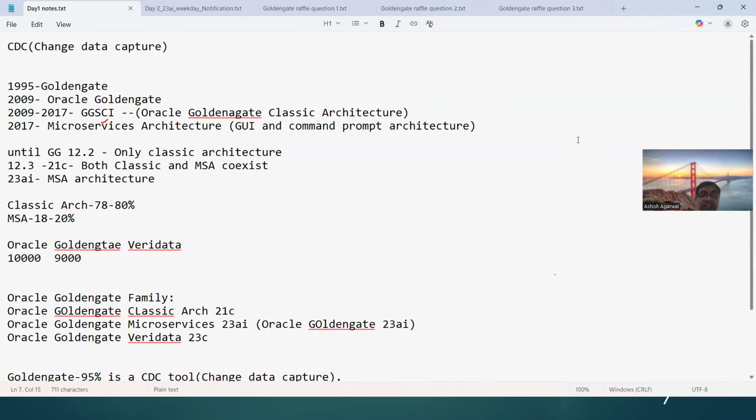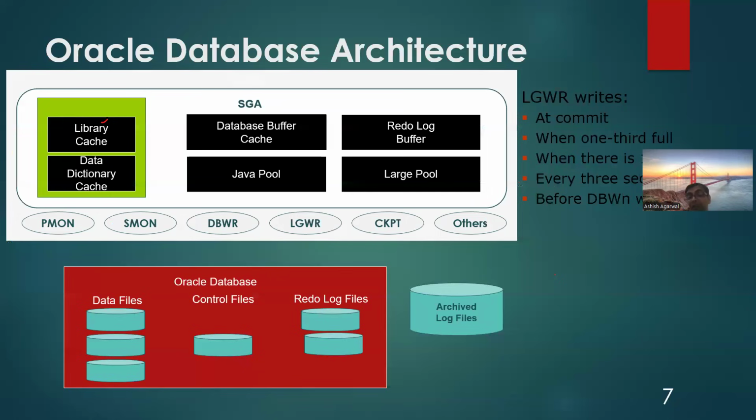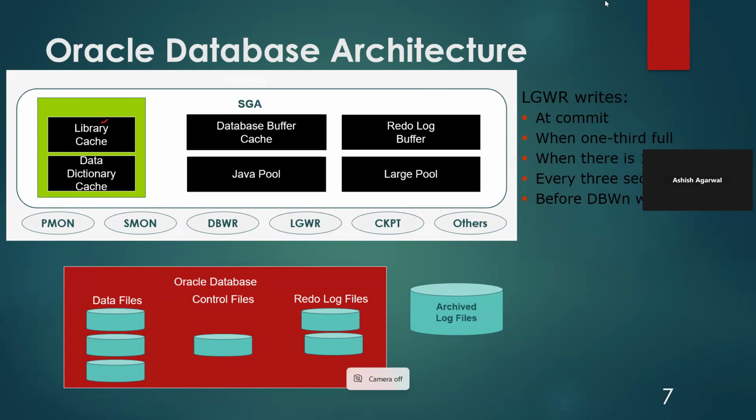GoldenGate is a change data capture tool which works with the database. The best part is that GoldenGate works with heterogeneous databases as well. The product is Oracle's, but it was developed by a non-Oracle company. It works with Oracle database and other databases as well, like MySQL, SQL Server, Postgres, and different databases. It captures the changes from each database.